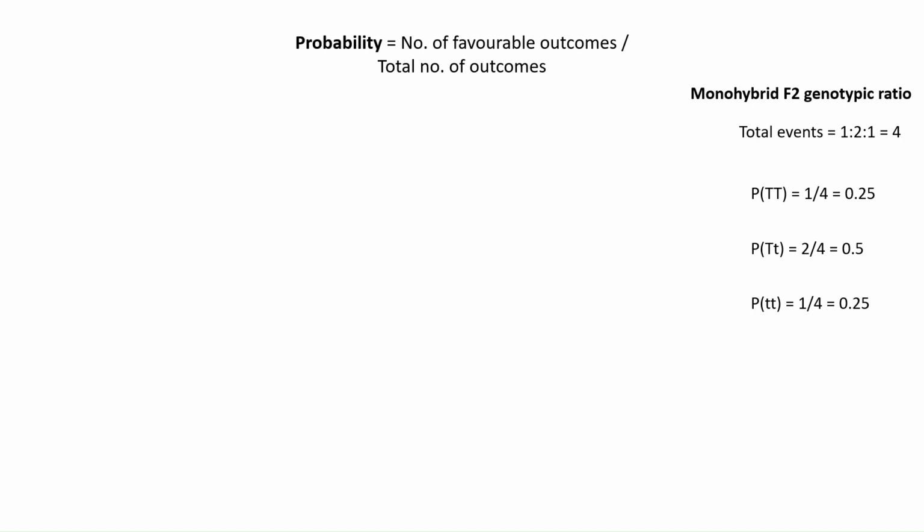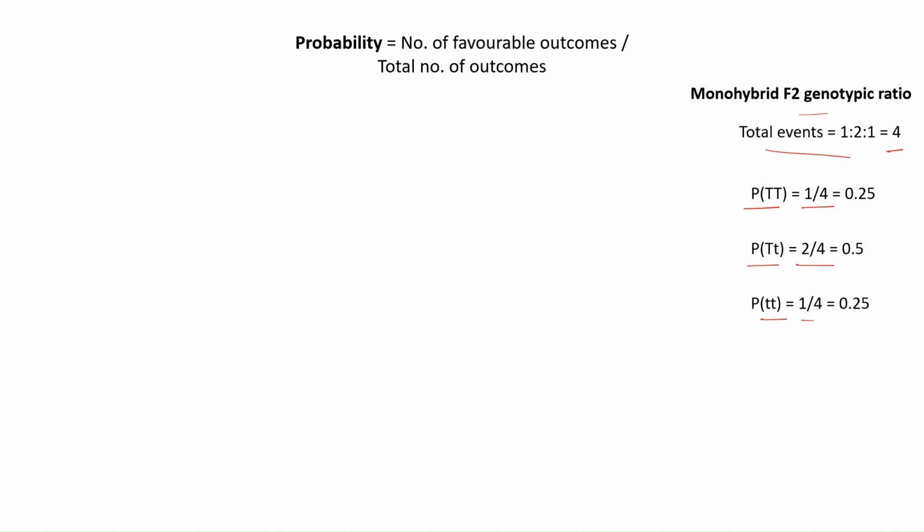as we already learned about how to calculate the probability for the monohybrid genotypic ratio. So how do we calculate it? With the total events 4, the ratio is 1 is to 2 is to 1. Probability of capital T is 1 by 4, capital T small t is 2 by 4, small t is 1 by 4.